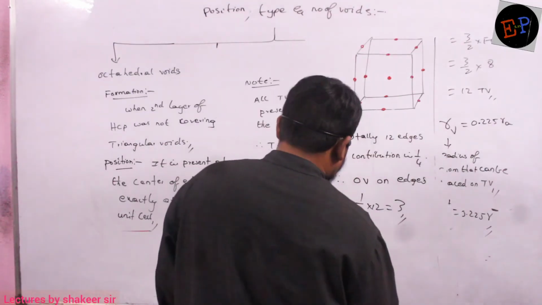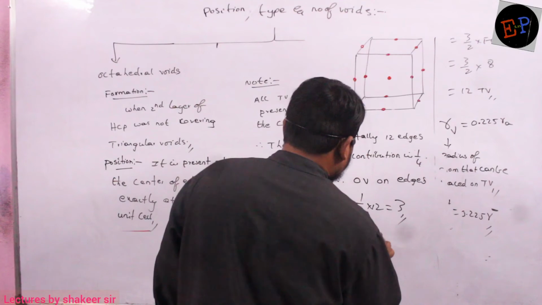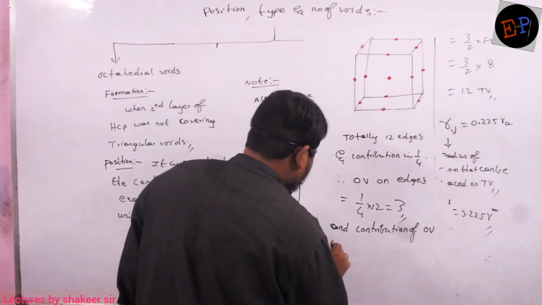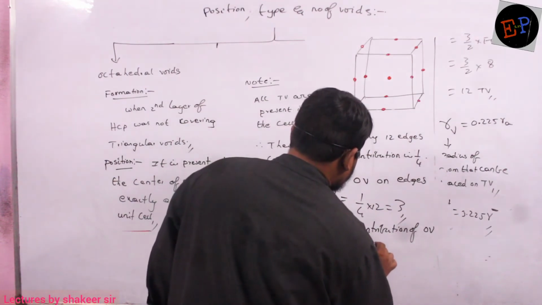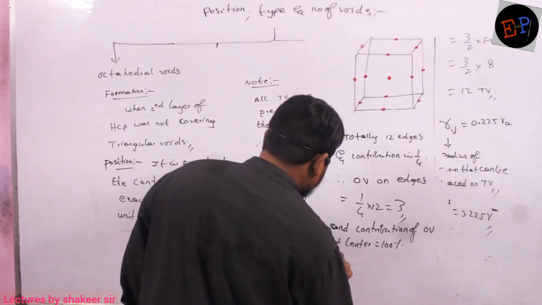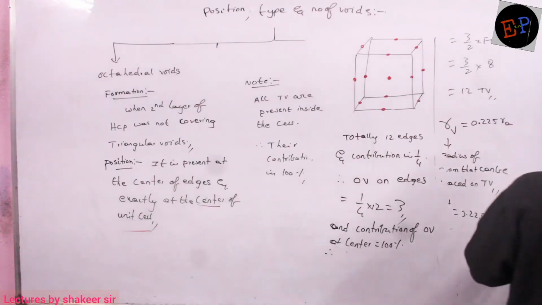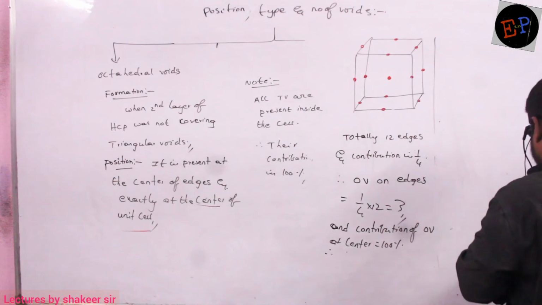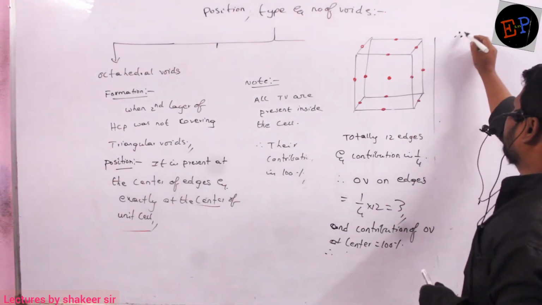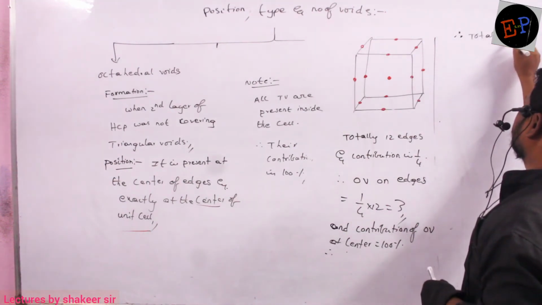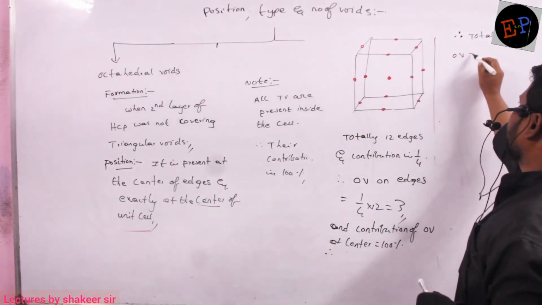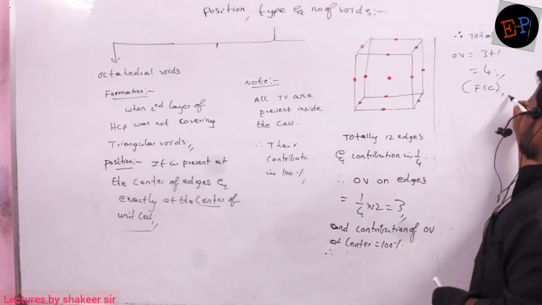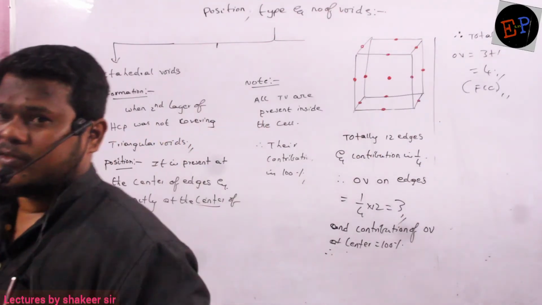Clear? So write down. The contribution of the octahedral void at the center is 100%. Therefore, the total number of octahedral voids is 3 plus 1, equal to 4. And this is the value in the FCC, face-centered cubic unit cell.